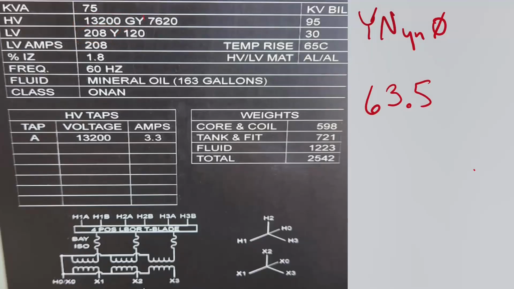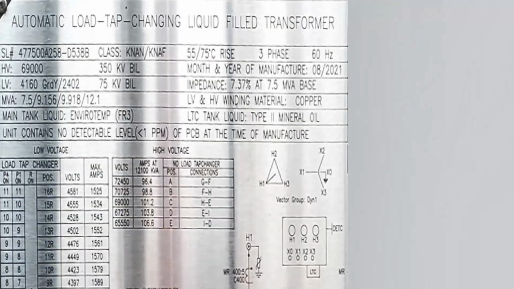Personally, I would just use the numbers that are on the data plate. Okay, if they're on the data plate, use the numbers. So we're talking about phase to ground and phase to ground, so you can use that. The next one, let's go ahead and take a look at this.